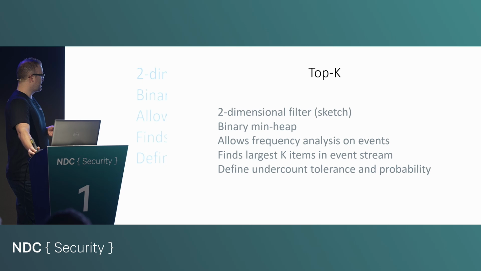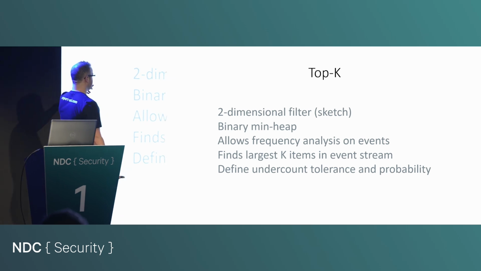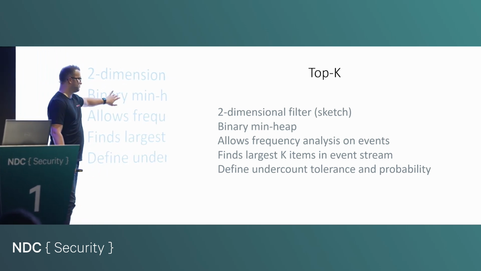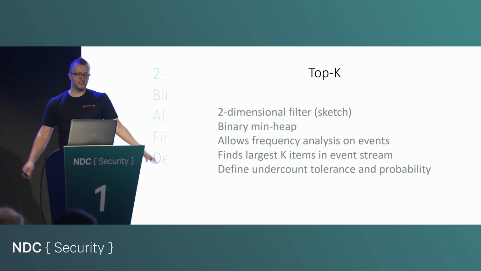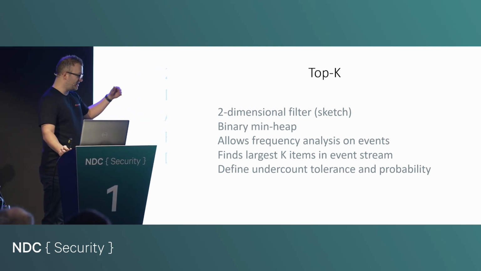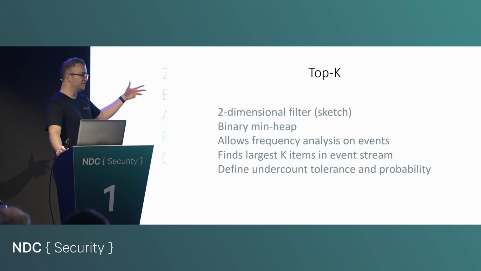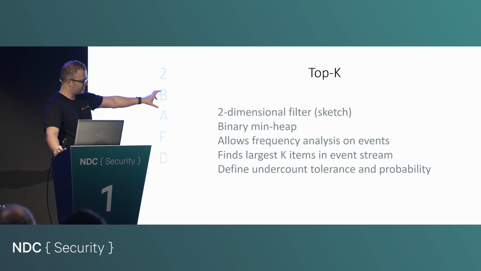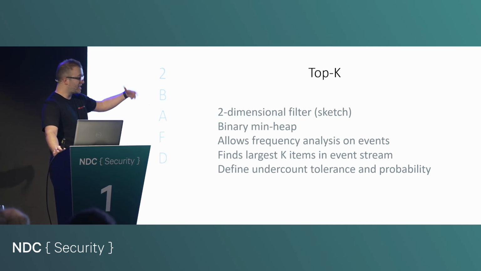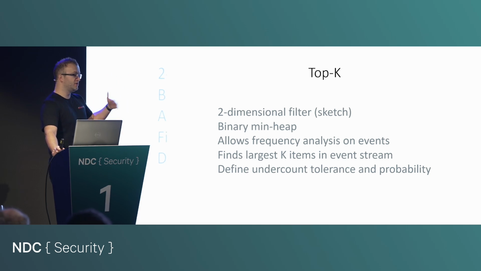We then have a top K. Now, we do actually use a top K in production. We are now using this. So what top K does is it's, again, a two-dimensional filter. It's a sketch, but it also runs a binary min heap on the side of the sketch. And what this allows us to do is to find the top most frequent items in a stream of data. So you take a stream of data, you run it through the top K sketch, and at any point you can query the top K, like we do the top 100 items from the data stream.